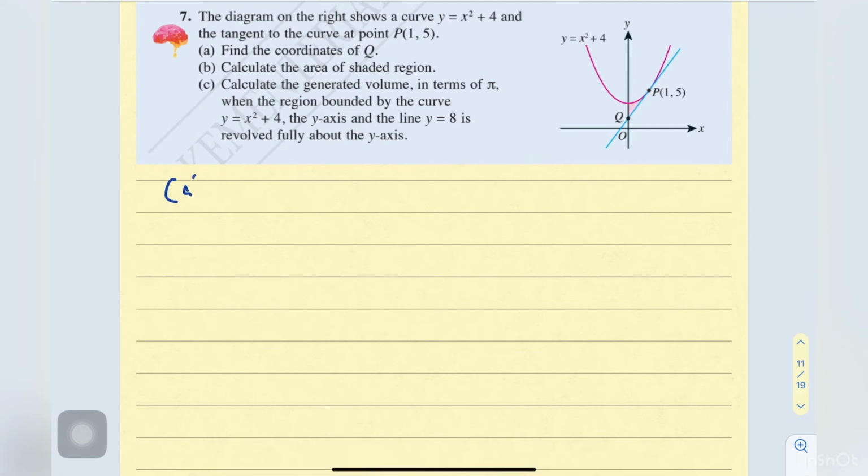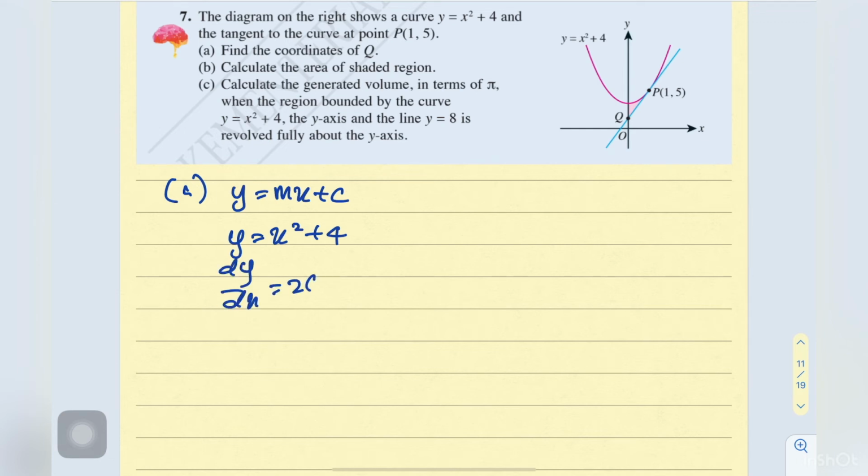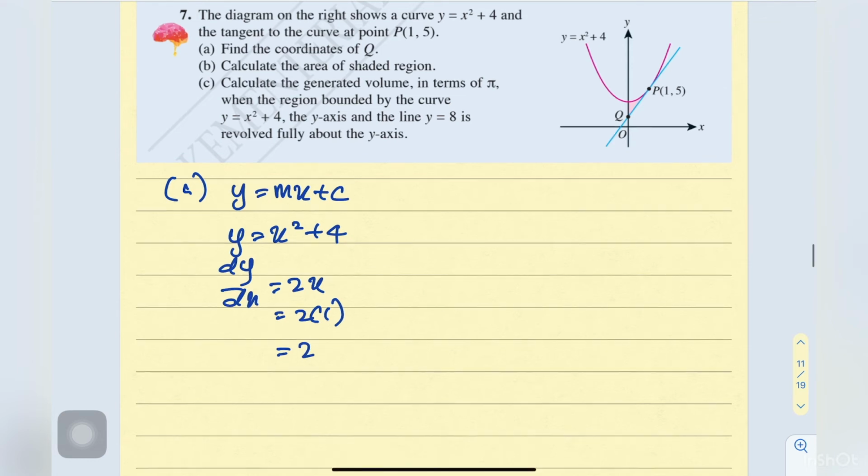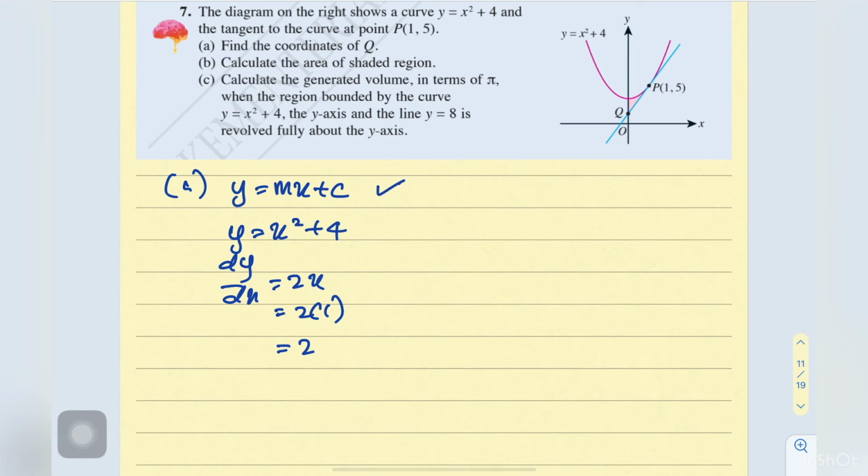The equation of the PQ straight line is y equals mx plus c, and this is a tangent, so to find the gradient, the gradient is dy/dx. From y equals x squared plus 4, dy/dx is 2x. Here x is 1, so 2 times 1 equals 2. Substitute into y equals mx plus c, we have the point (1, 5). So y is 5, m is 2, x is 1, plus c. So c equals 3.